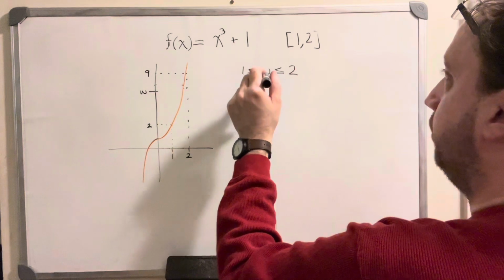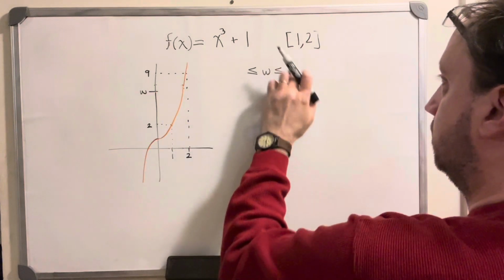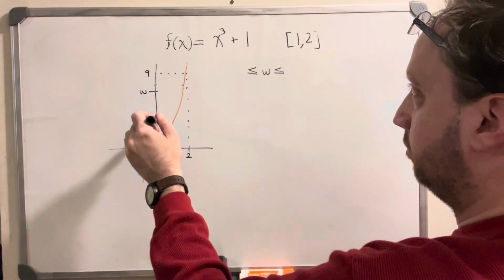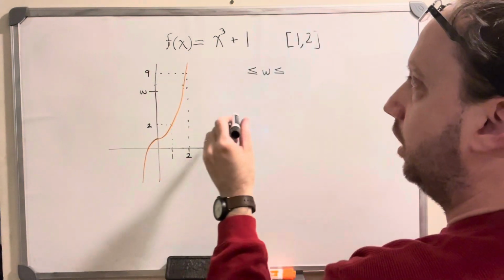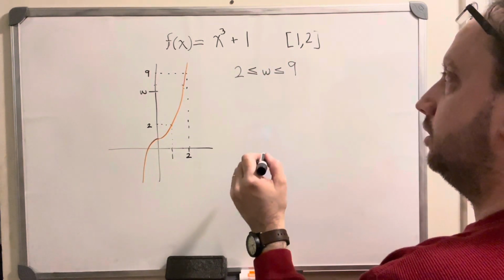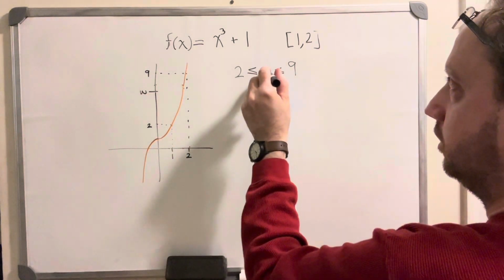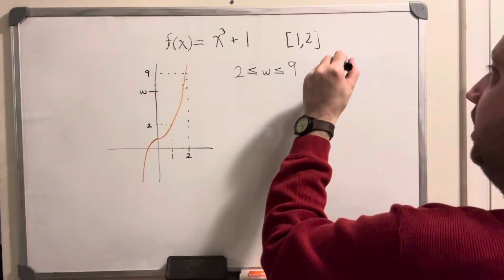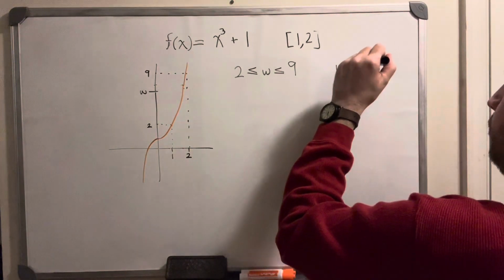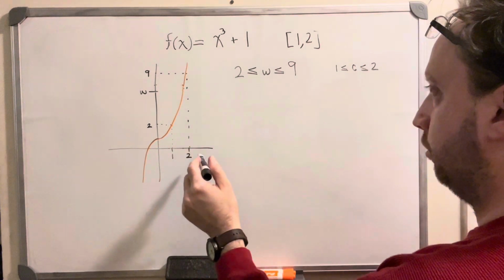Then we can subtract, oh, I made a mistake. We're talking about w here. We want to say that w is on the closed interval between f of 1 and f of 2. So w is between 2 and 9. Now, my technique is to go from this to c is between 1 and 2, because I'm trying to find out that there is a value c on the closed interval 1, 2.